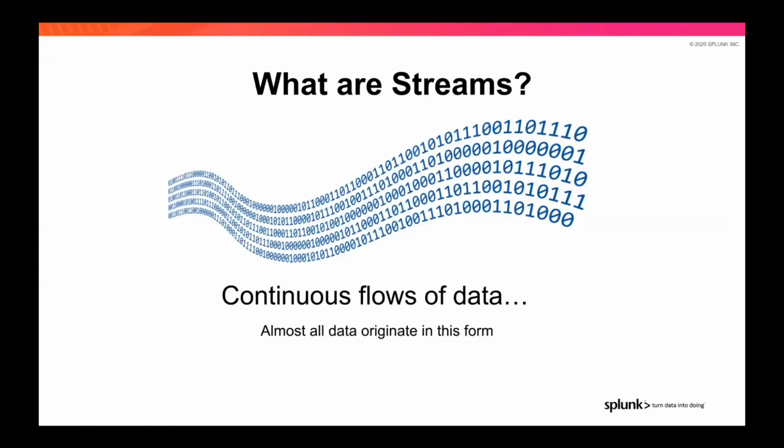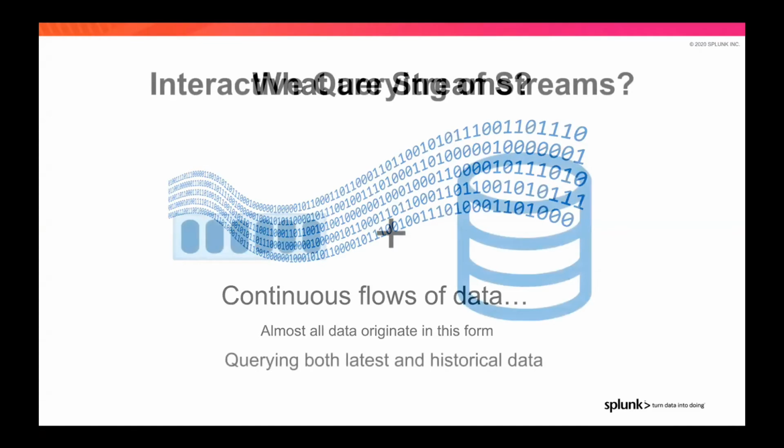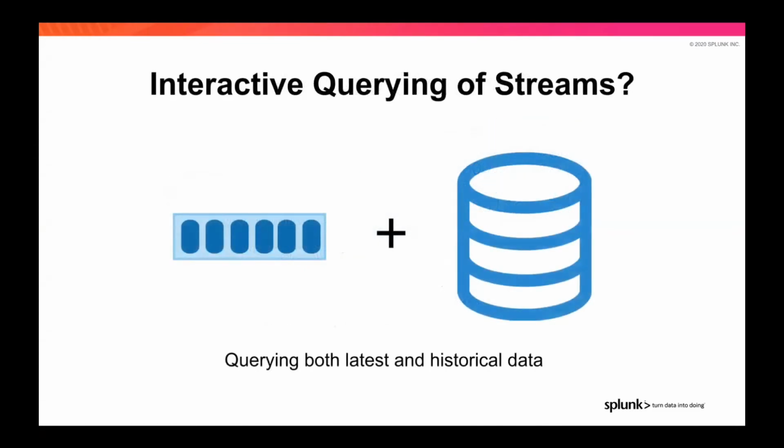So before we get into the presentation, I would like to first briefly define some terms. Everybody is probably very familiar with these. What is a stream? It's a continuous flow of data. Almost all data, I would say, more or less originates in this form. And when I talk about interactive querying of streams, I mean querying of both the latest and historical data.